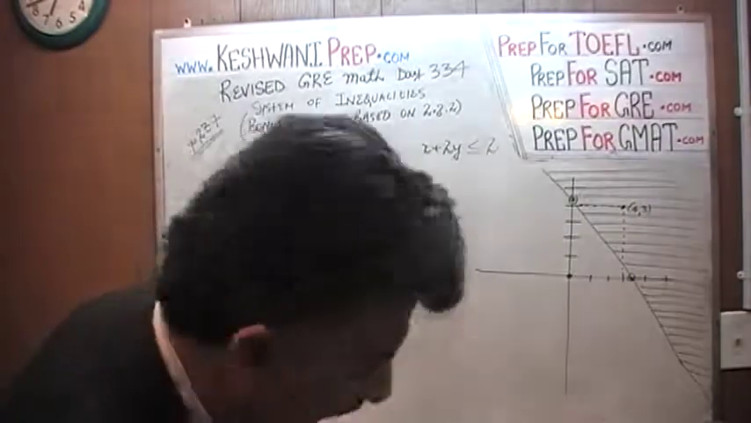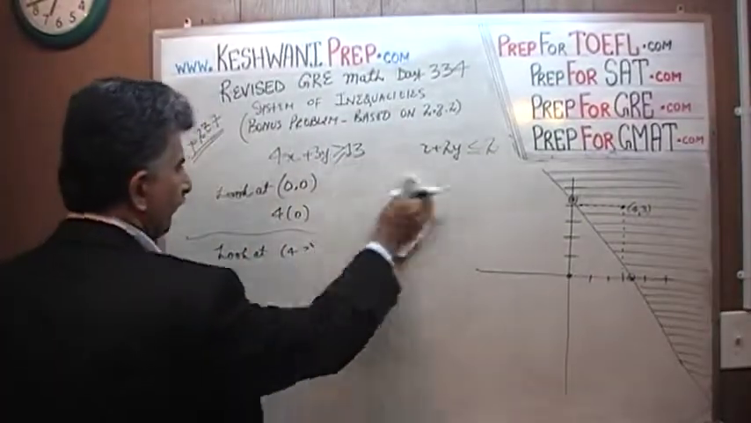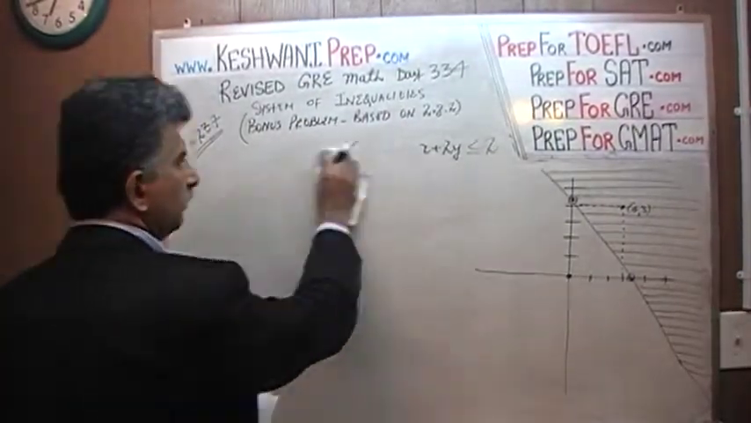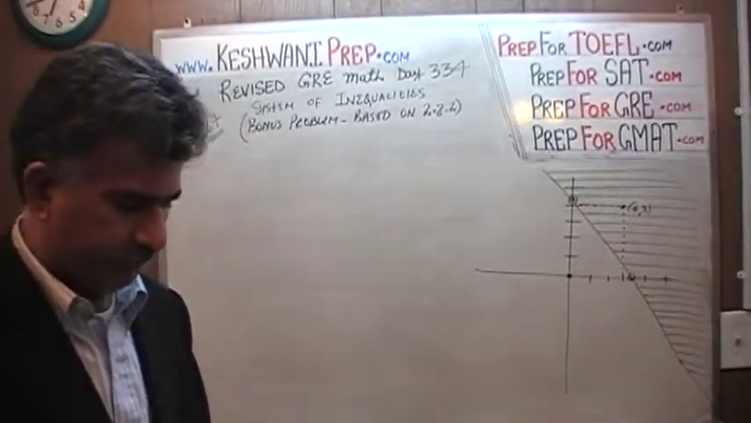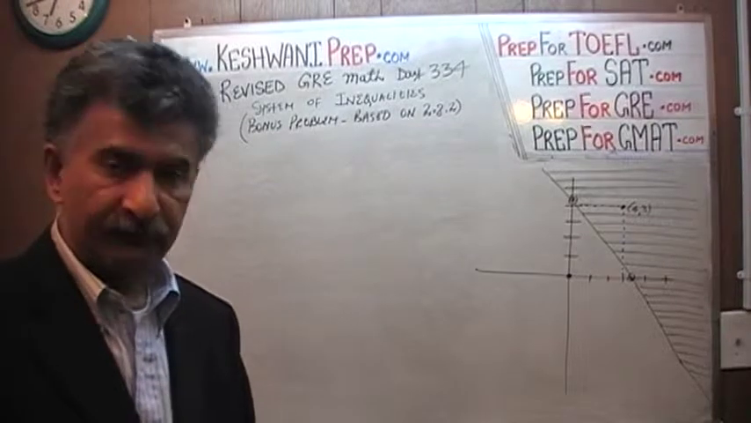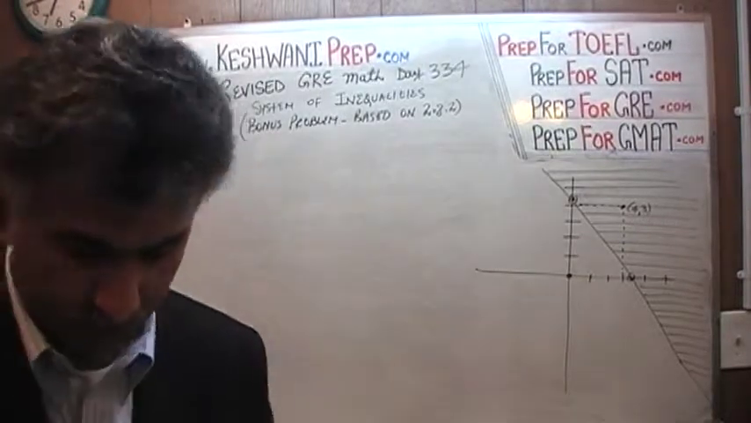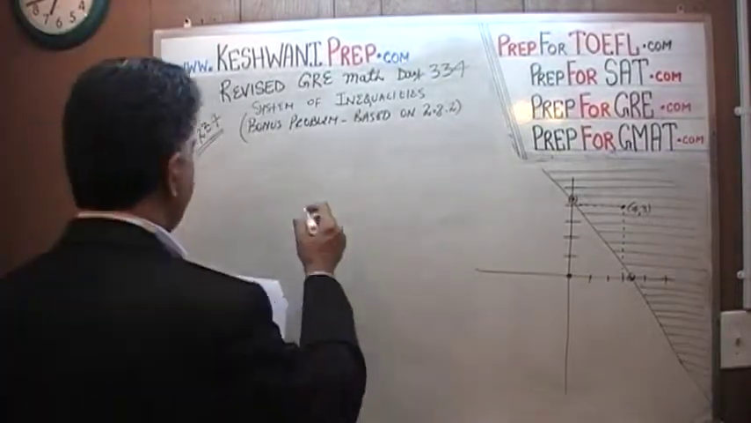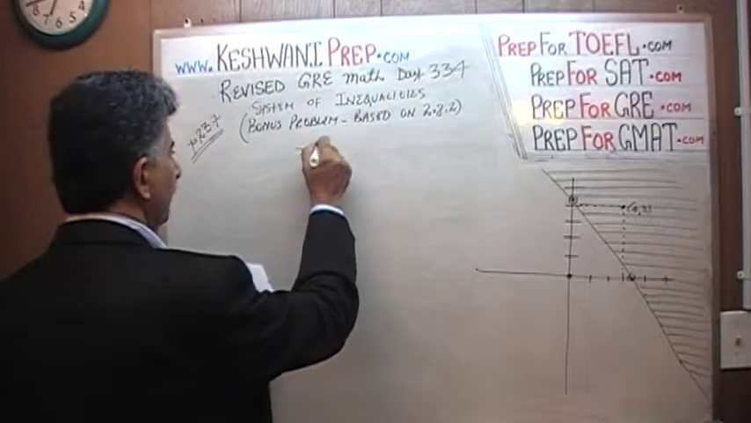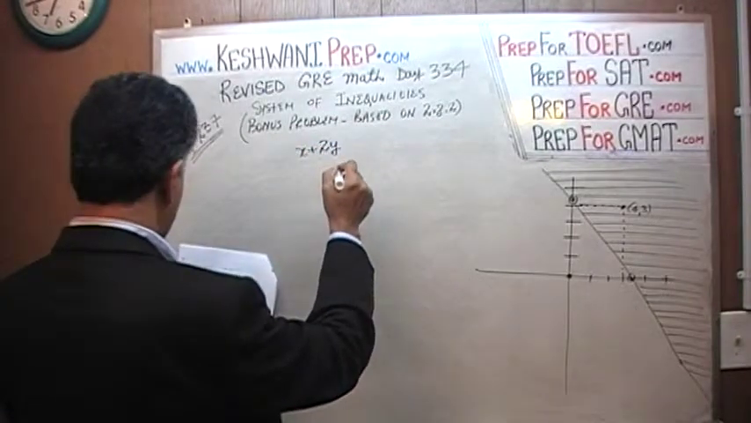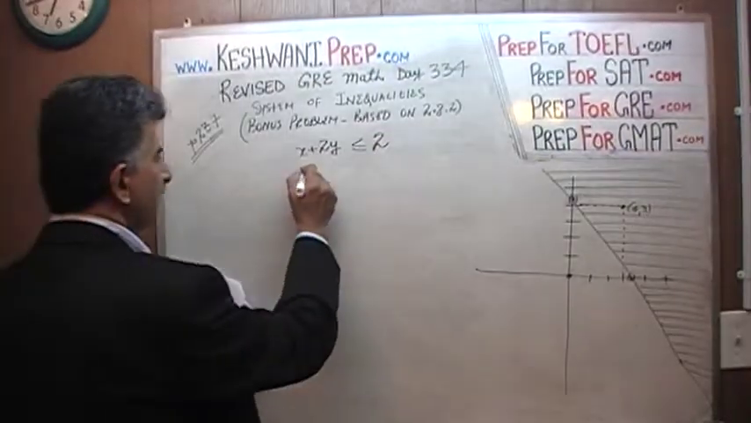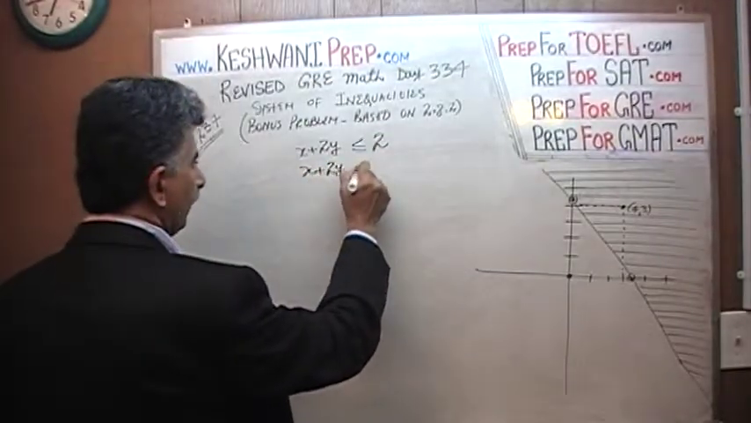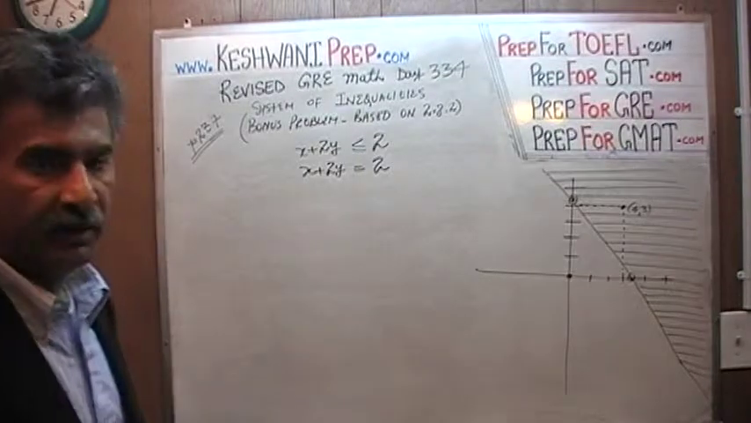Now let's look at the second one. The second inequality that we have is x plus 2y is less than or equal to 2. Again, to start out with, we have to treat it as an equation.